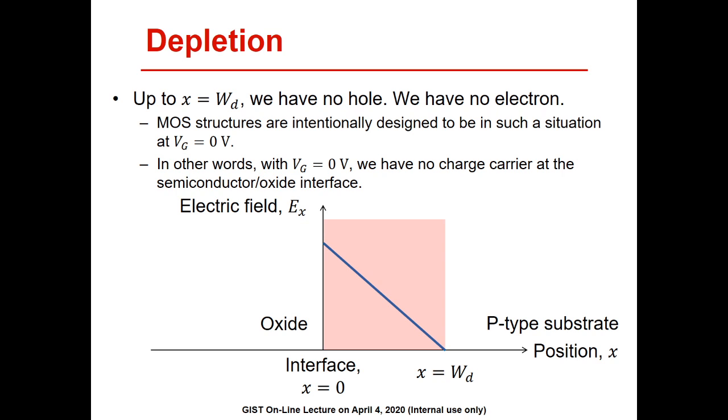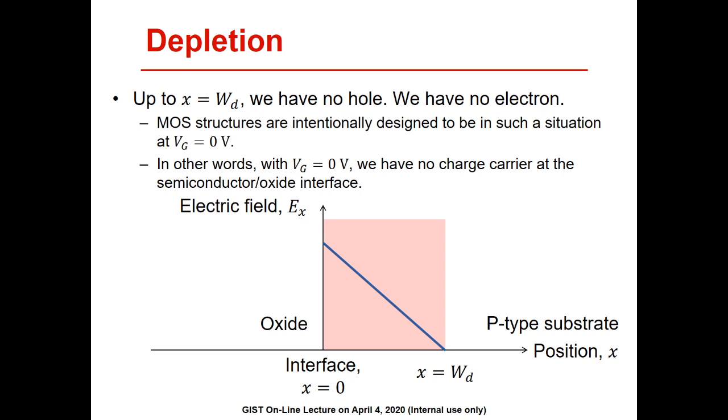Within the depleted region, colored in the figure, we have no holes and no electrons, and MOS structures are intentionally designed to be in such a situation at zero gate voltage. In other words, with zero gate voltage, we have no charge carrier near the semiconductor-oxide interface.